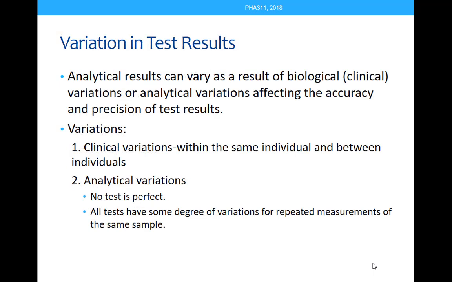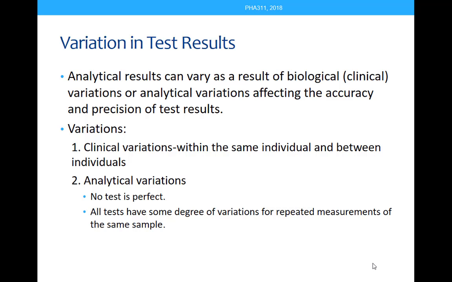Now, there is always variation in test results. You go to the best lab in the world, you give them a sample with a concentration of a particular substance, ask them to measure, you give the same sample the next day, there will be some difference in the result, right? It cannot be exactly the same. So there is always variation. If the variation is within a small range, we can accept it.